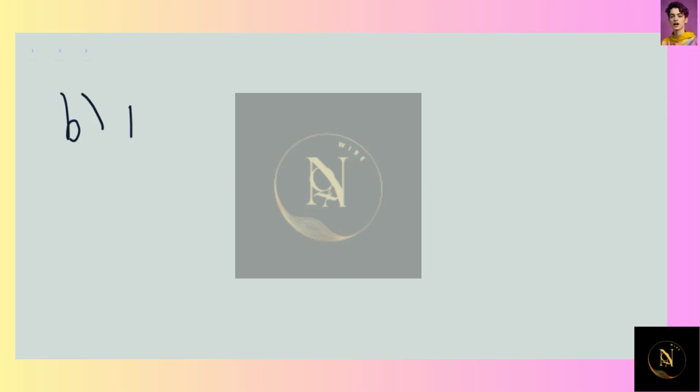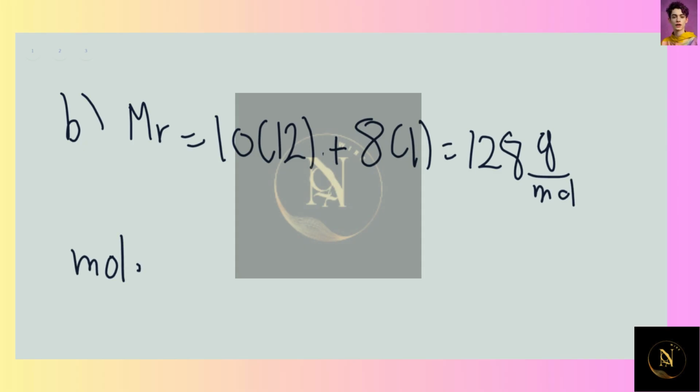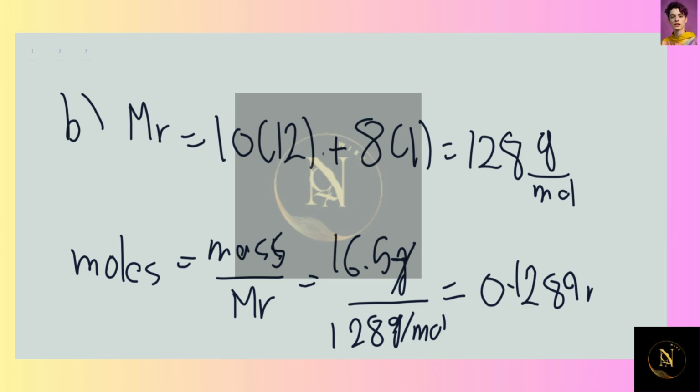So for part B, my molecular weight: I have 10 atoms of carbon, and the atomic mass is 12, and I'm going to add it to 8 for hydrogen, and I get 128, and the units are grams per mole. And so the number of moles is the mass over my molecular weight. The mass is given as 16.5 grams over 128 grams per mole. And so I get 0.1289 moles.